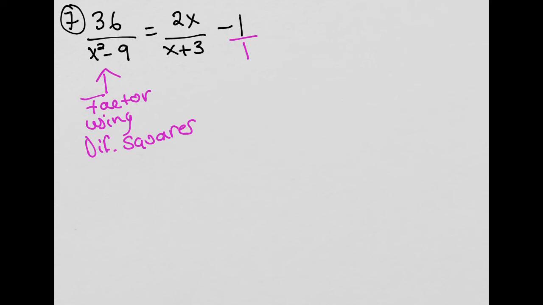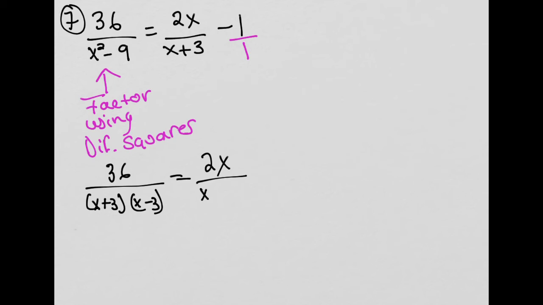Alright. Once you do that, you're going to have 36 over x plus 3, x minus 3 equals 2x over x plus 3 minus 1 over 1. The least common denominator is everything that's in the denominator without being repeated. So x plus 3, x minus 3. So this side is missing the x minus 3. This side is missing everything. x plus 3, x minus 3, x plus 3, x minus 3.